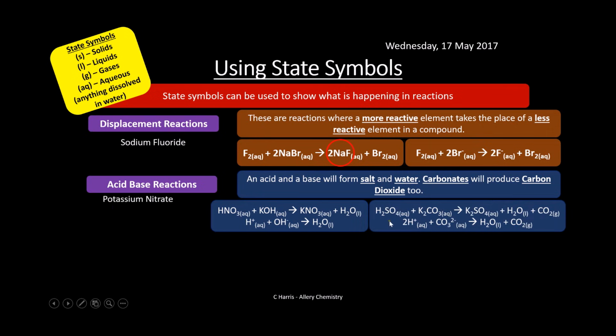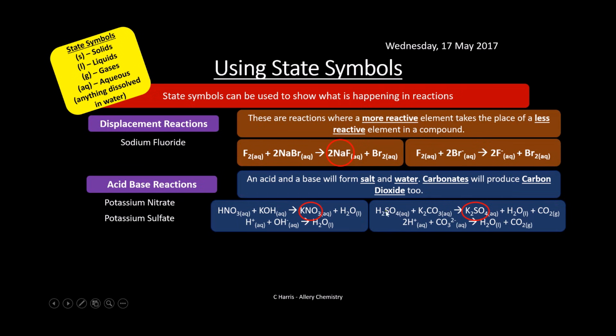Here's another example. This is an acid reacting with a carbonate. Now you can see here the additional bit. So we're forming sulfuric acid plus potassium carbonate will form potassium sulfate. So we've just got a swap here. There's your salt plus water plus carbon dioxide. So all carbonates will produce carbon dioxide.